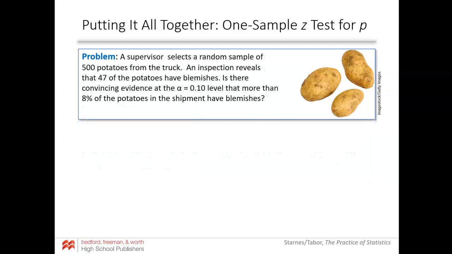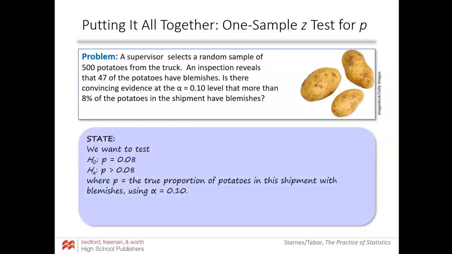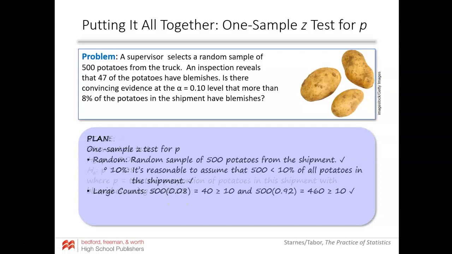We've got our step 1, which is to state. So we have to state the significance test. Our null hypothesis is that our proportion is equal to 8%, while the alternative hypothesis is that it's actually greater than 8%, where P represents the true proportion of potatoes in the shipment with blemishes, using a significance level of 10%. So this is where they define their parameter and their significance level. Very necessary in the state part of it.